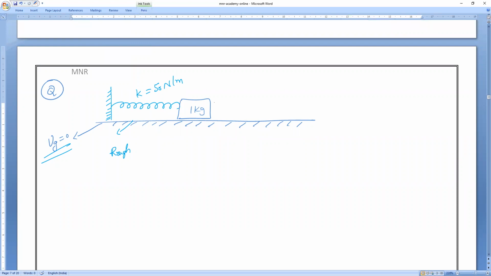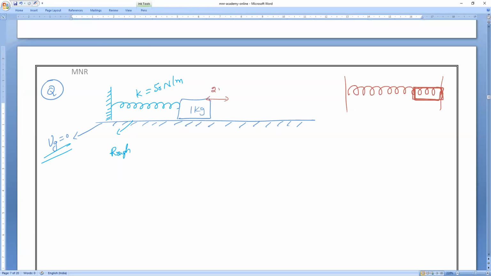Now, all of you observe, this is not the natural length of the spring. If I release the spring, if I keep the natural length, this is the natural length of the spring. Due to the attached 1 kg mass, the spring length has been reduced this much. Do you understand what I am saying? Because of the 1 kg mass, the spring length is reduced this much. So how much is it reduced? 2 meters.